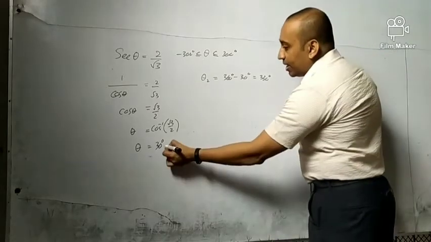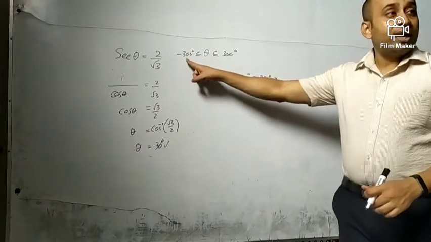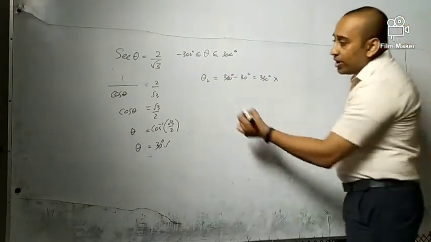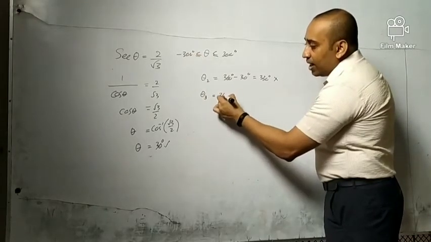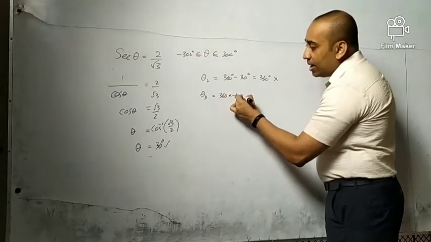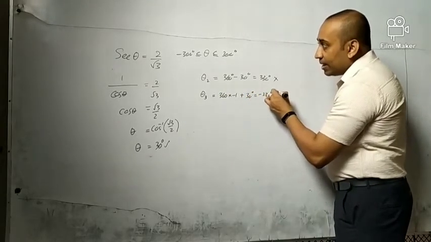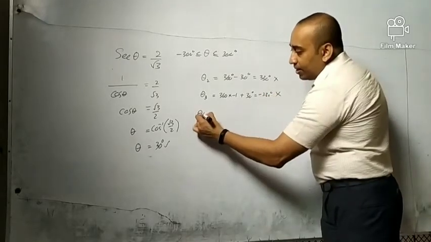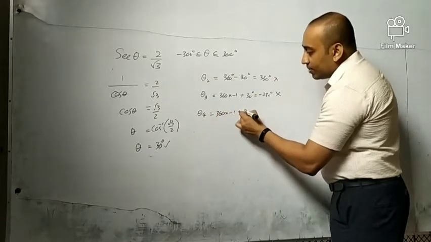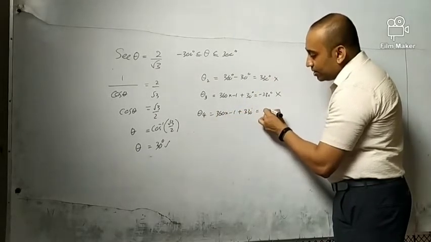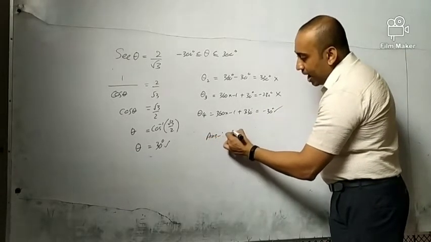So you can say this is within the range, but this is out of the range. But there is another negative range as well here. So with that you can find theta 3, which is in the negative range. Therefore you can work out 360 times minus 1 plus the first angle 30. That is minus 330. This one is also out of range. Then theta 4 is 360 times minus 1 plus this angle 330. So this is minus 30, which is within the range. Therefore you can find the answers as 30 and minus 30.